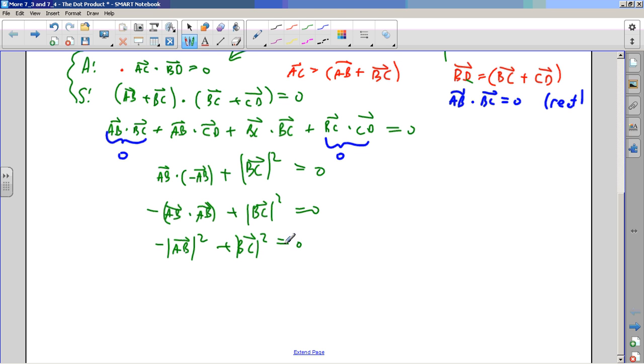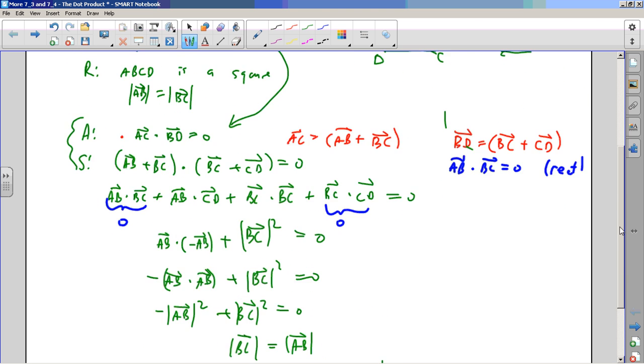And what do I have now? I'm going to put that on the other side and square root both sides. And look what I have. Square root both sides. Therefore, ABCD is a square.